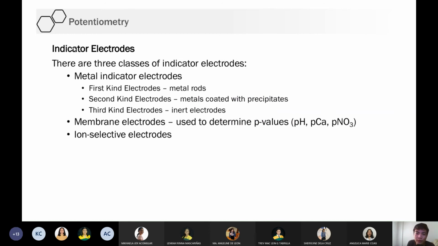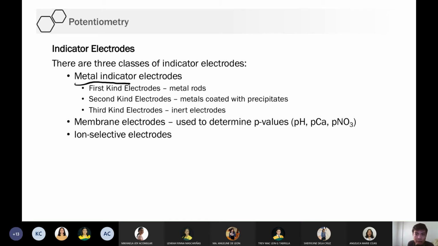Indicator electrodes, so ito yung mga nagbe-measure ng cell potential ng other ions. Ito yung pinagko-compare sa reference. No? So there are three kinds of indicator electrodes. So we have the metal indicator, membrane electrodes, and the ion selective electrodes. So daanan lang natin siya. Metal indicator, ibig sabihin yan, metal yan. Okay? So tatlong uri yan.